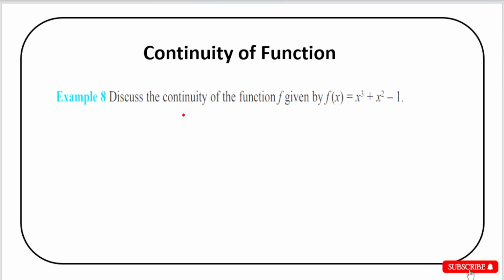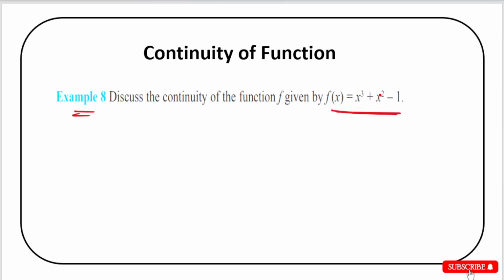Okay. Now, see example 8. Discuss the continuity of function f, where f is this. It's a polynomial function. Pretty clearly you can see it's a polynomial function of degree 3. And we have already discussed in the chart that polynomial functions are always continuous.